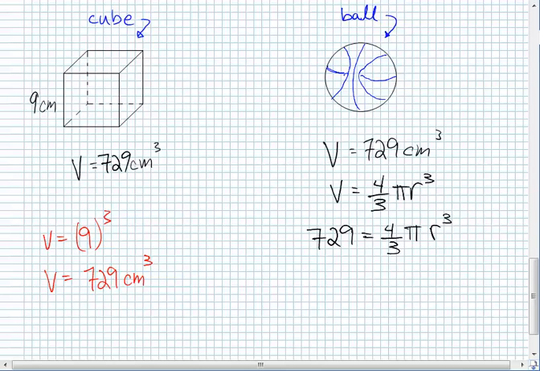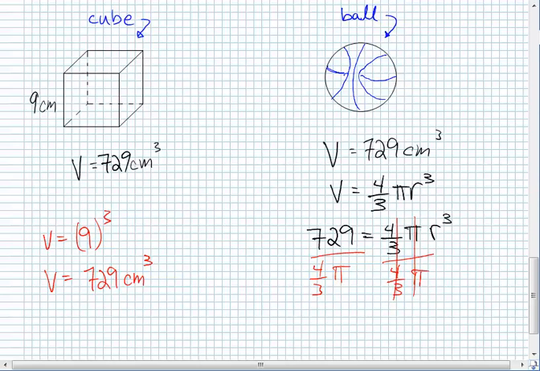I need to get rid of everything except for the r on the right hand side, so the simple way to do that is to divide both sides by 4/3 times pi. That's really easy here. These just cancel out to 1, leaving r cubed on the right. Over here, I divide this by 4/3 pi. Now, how do you do that on your calculator?